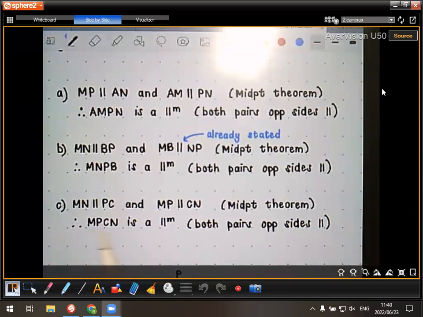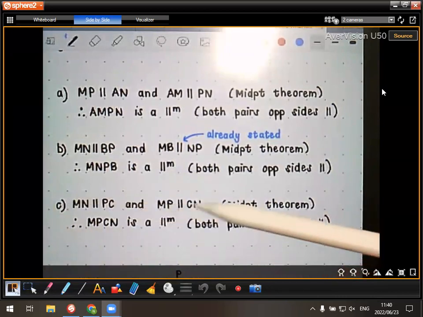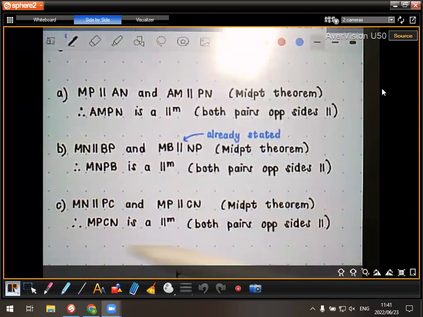And then for C, we had actually already proved both of these pairs parallel. So you didn't actually have to state this whole first line again. You could have just said MPCN is a parallelogram, both pairs of opposite sides parallel. We already proved that these 2 pairs are combinations of the ones that we stated up there already.